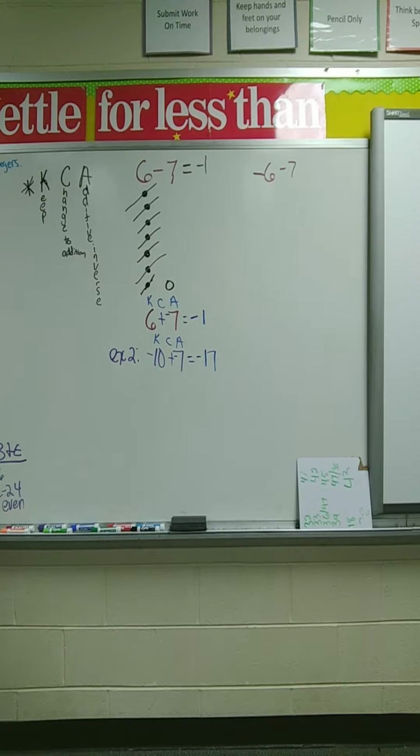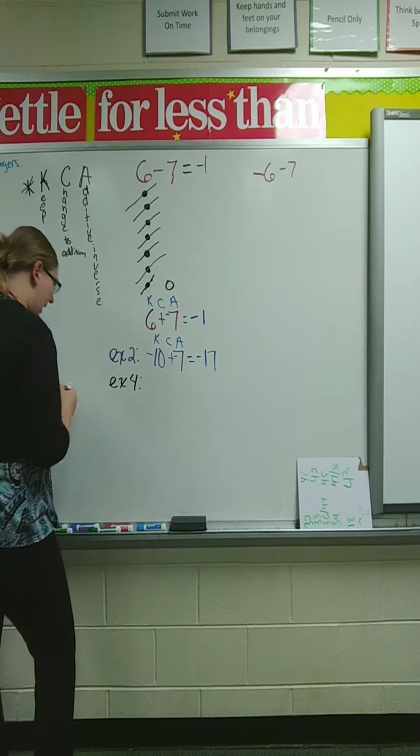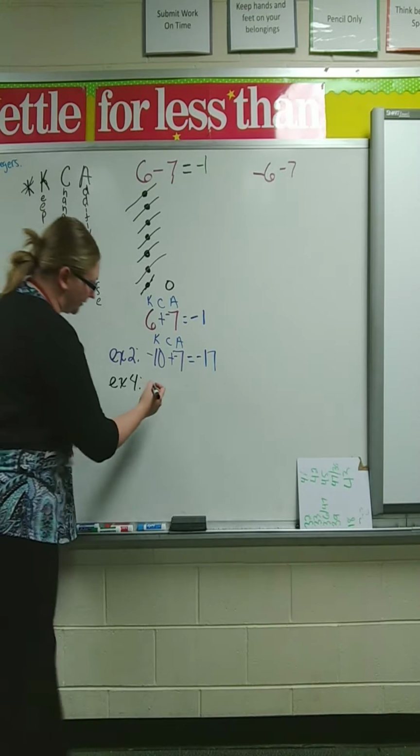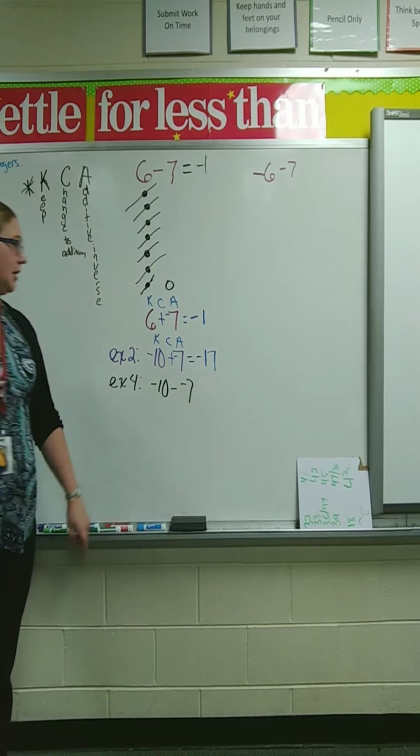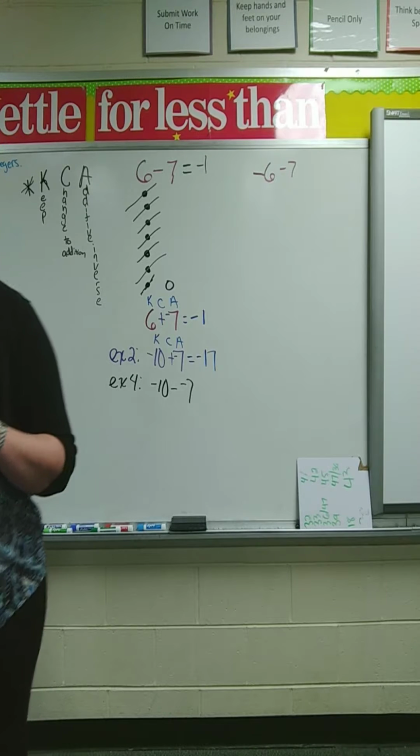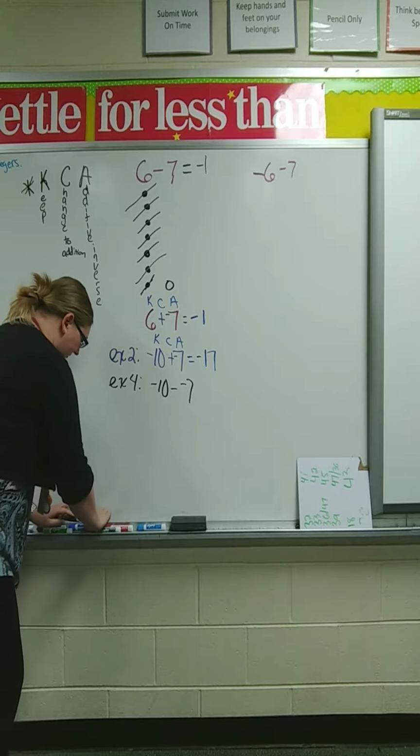Let's do example 4. Example 4 tells us that we have -10 minus a -7. First of all, these look similar, don't they? They do. But our answers are going to be very different. So, what am I going to do with -10 minus a -7? I'm going to KCA it, absolutely.